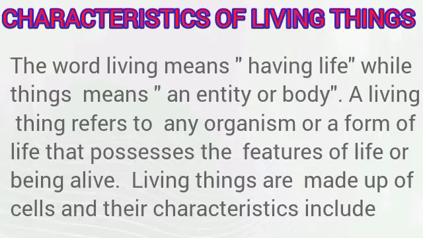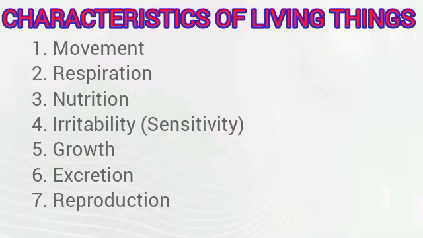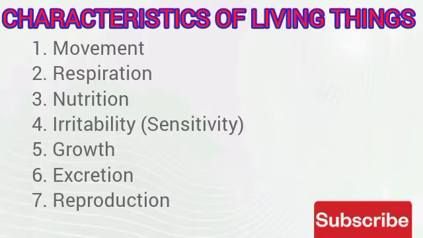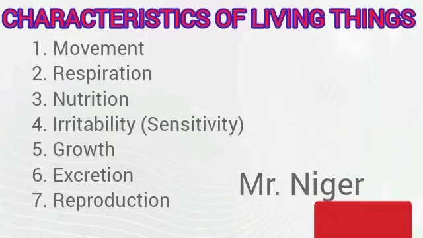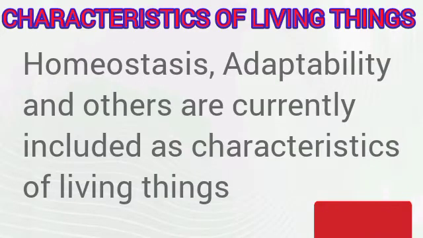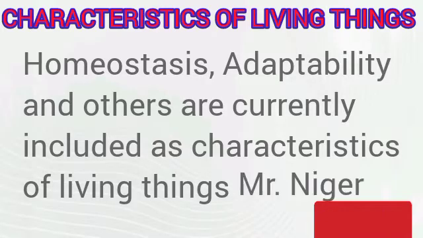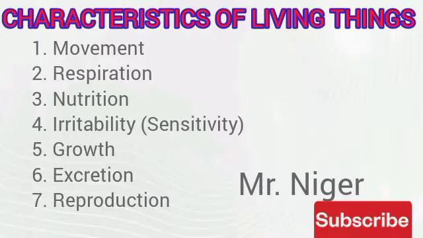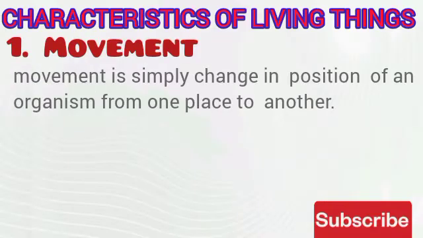alive. Living things are made up of cells, and their characteristics include movement, respiration, nutrition, irritability or sensitivity, growth, excretion, and reproduction, what we popularly call Mr. Ninja. Now, it should be noted that other characteristics such as homeostasis as well as adaptability or adaptation are actually currently being included as the characteristics of living things. We actually have others, but we'll just go with these basic characteristics.